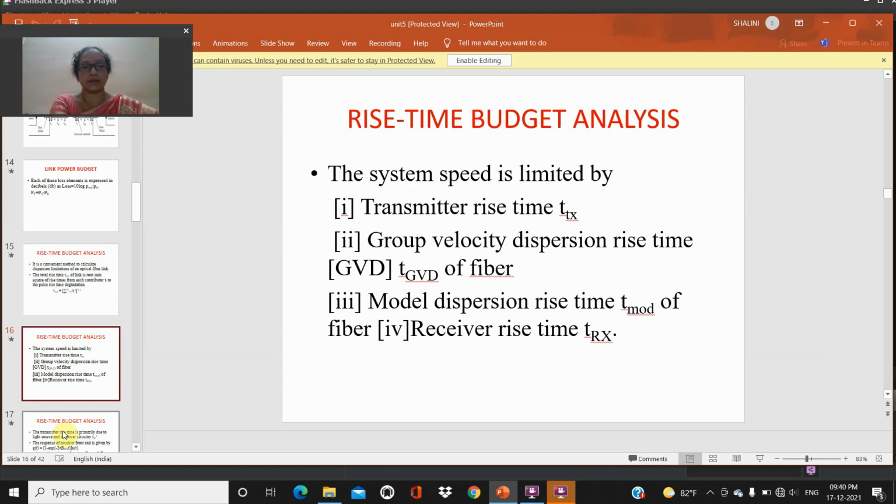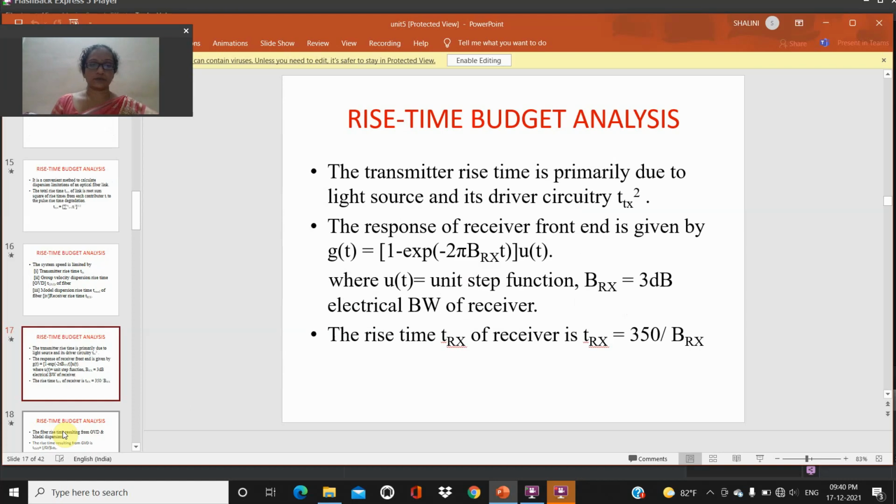The system speed is limited by the following factors: transmitter rise time, group velocity dispersion rise time of the fiber, modal dispersion rise time T mode of the fiber, and fourth, receiver rise time. These four limit the system speed. Next, rise time budget analysis. So what is rise time budget analysis?